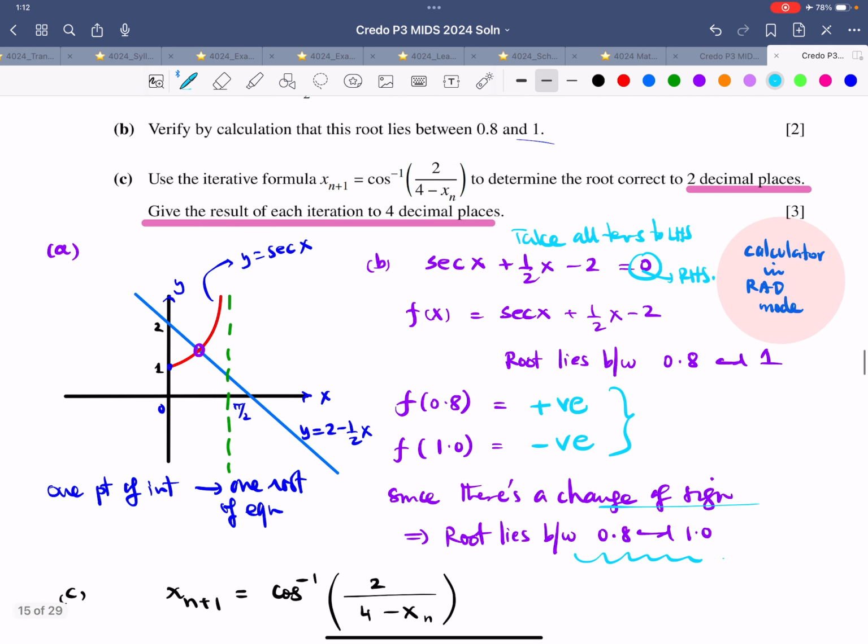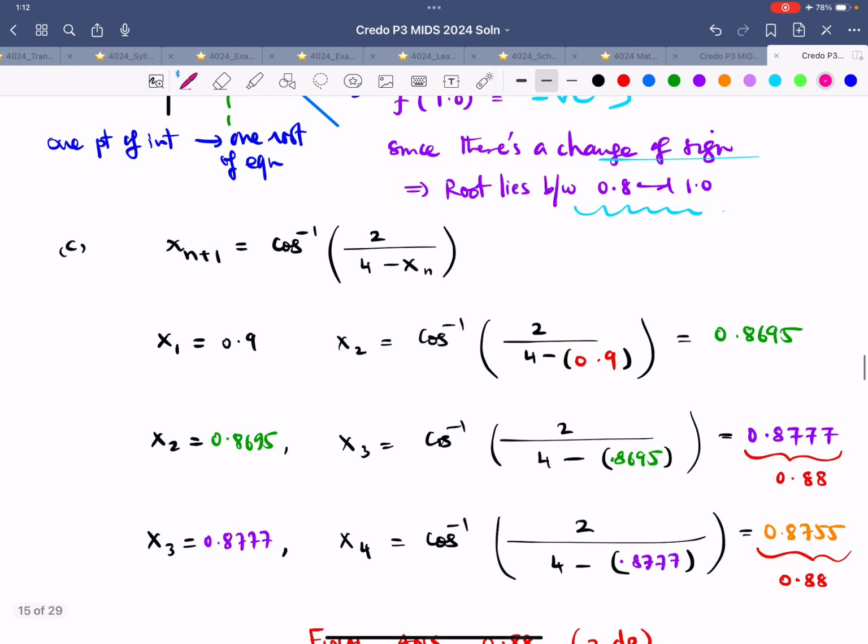The third part, that is the iteration thing. What it says is that use the iterative formula to determine the root correct to 2 decimal places. Give a result of each iteration to 4dp. So work in 4dp. What is the best starting value? Since the root alpha lies between 0.8 and 1.0, the best starting value is the mid value. Do not use any value outside of the range. So I'm starting with 0.9.